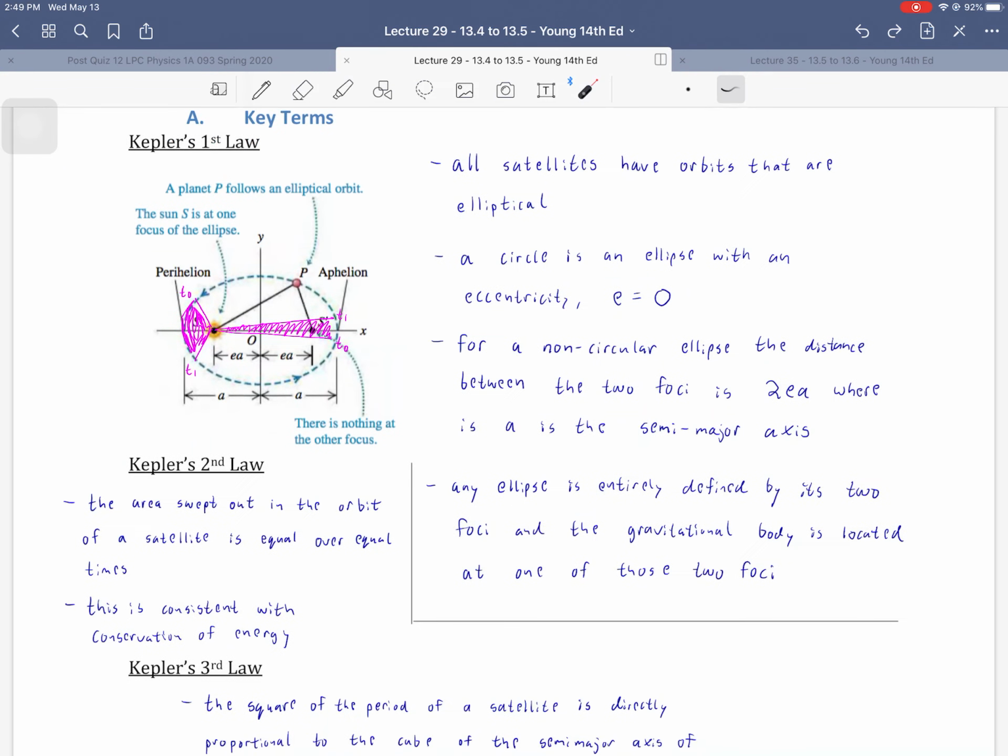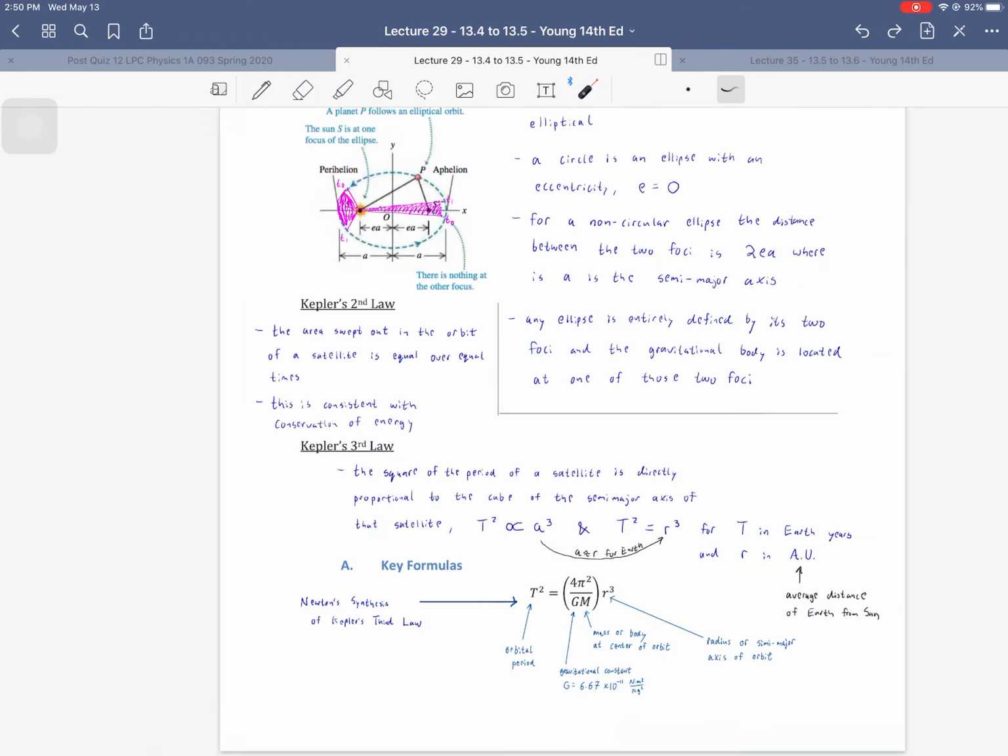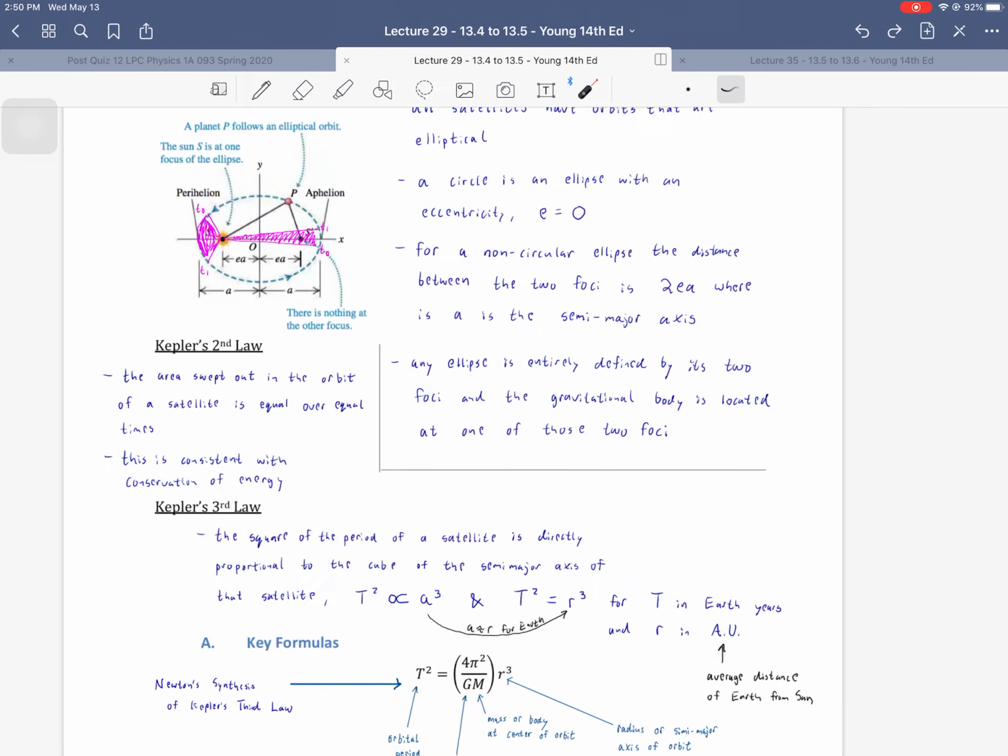Okay, so those are Kepler's third law and its extensions. A quick summary of what they are so you can identify them for yourself.